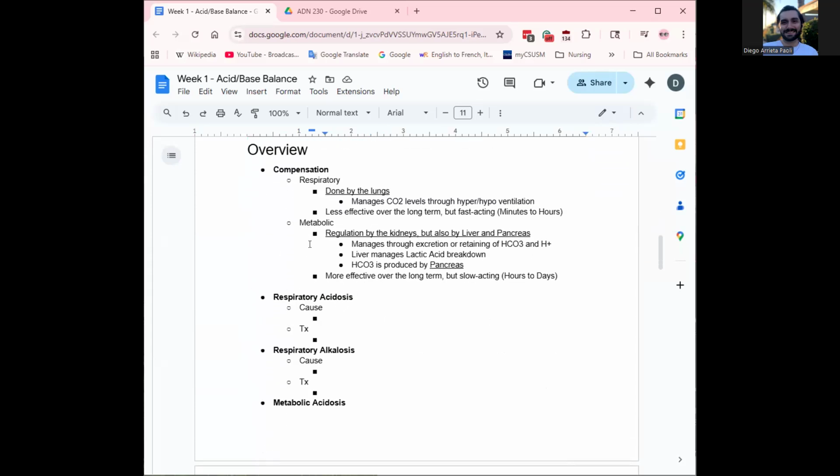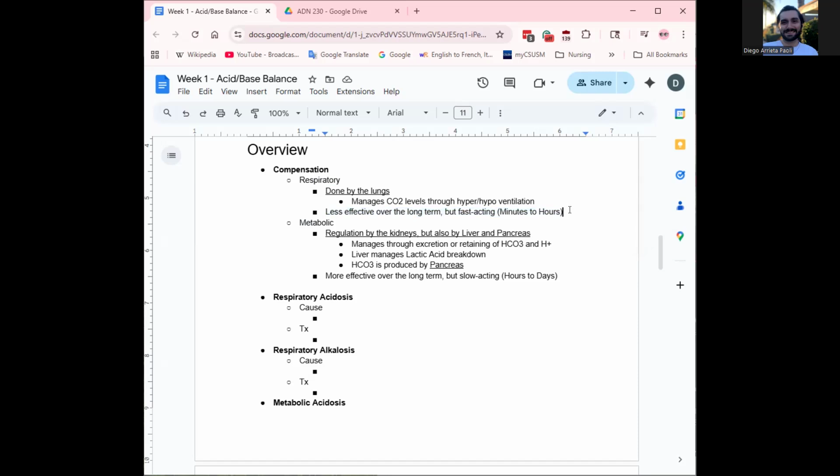And then here I have written a little overview of the compensation. The main thing to know is that respiratory compensation is done by the lungs, and it's managed through your body breathing faster or slower. The key thing is that it's faster acting, so it's one of your fastest ways to adjust your acid base, but it's not the most effective way of doing so.